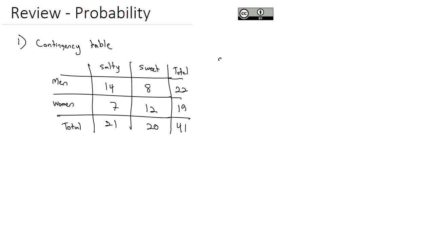We should be able to figure out then what is the probability that a randomly chosen person is a man and prefers a salty snack. When we see the word "and," it means both, so we want the man and the salty both overlapping. So in this case, there are 14 of them that prefer both out of the total 41 people. And then you could divide that and get a decimal if you wanted to give your answer as a decimal.